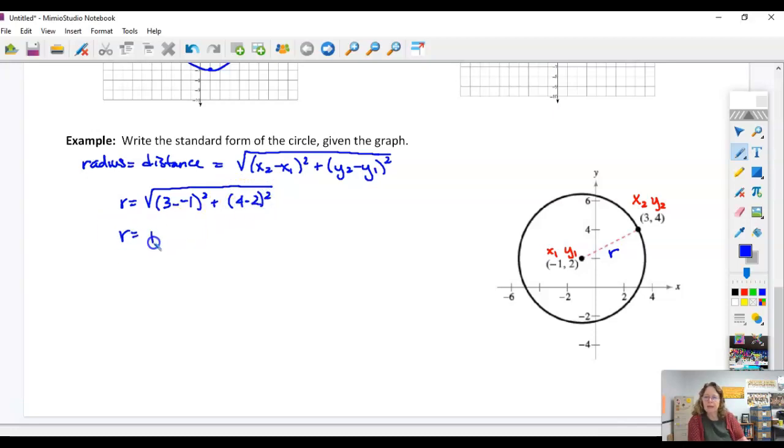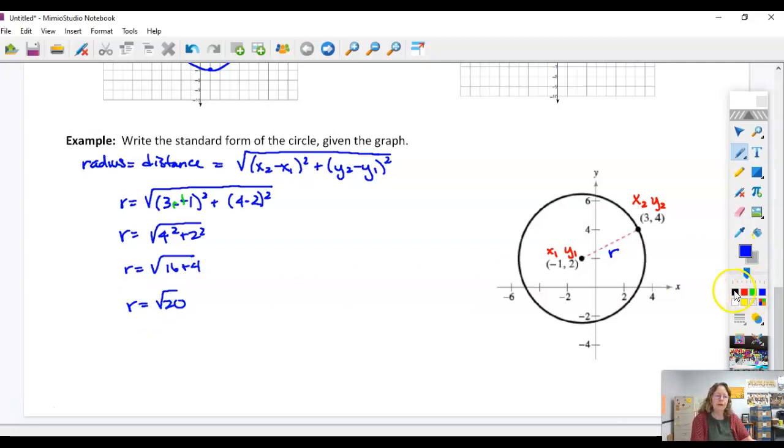squared. So minus minus is plus a positive. So that's really 4 squared plus 2 squared. So that's 16 plus 4, and that would be the square root of 20.